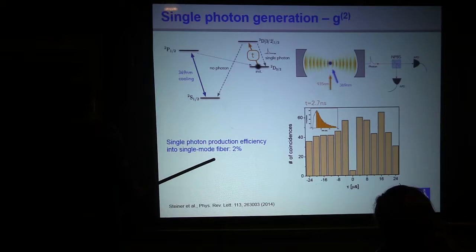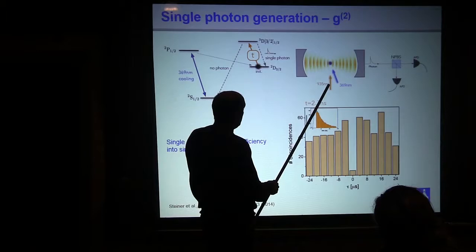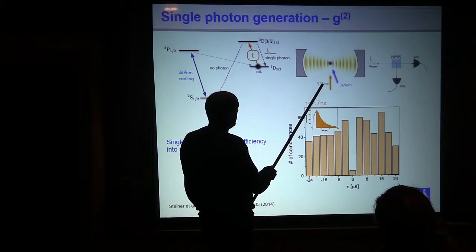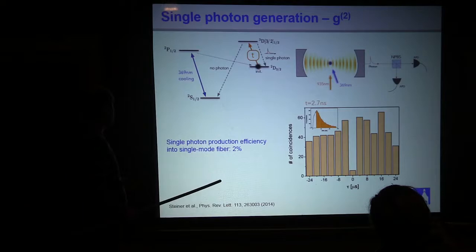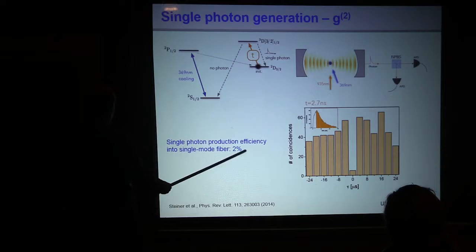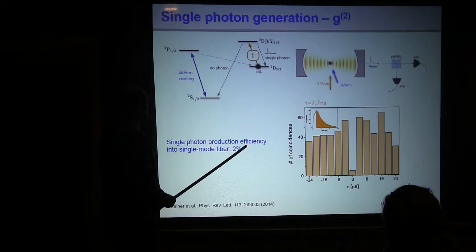The total efficiency of this is 2%, which means that out of 100 attempts to pulse this laser, we get two photons out into the single mode fiber. This is a relatively high number because the branching ratio here is relatively unfavorable. We get a lot of decays down here, which contribute most to this 2%. But 2% coupling into a single mode fiber from a single quantum emitter itself is not that bad.